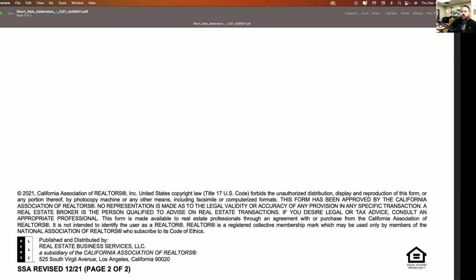But you do need it, but that doesn't absolve them from the tax consequences, right? They're going to get a 1099. If the lender says you're fully absolved of any of the balance, that's fine. Then you're going to get a 1099 for that forgiven debt. It's still going to get taxed if it's not purchase money.